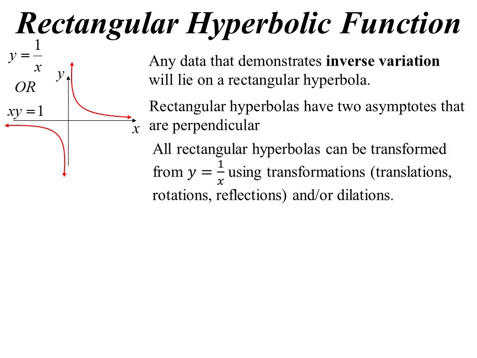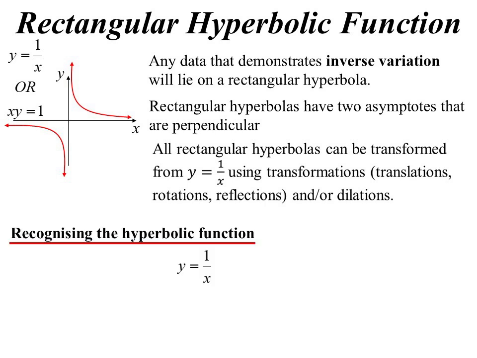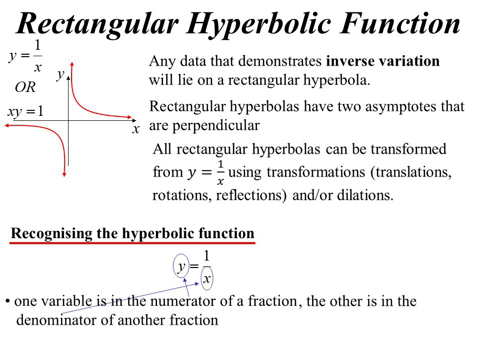All rectangular hyperbolas can be transformed from this basic one using the different transformations or dilations. How do we recognize it? Here's our basic one. I guess the key is that one of the variables is in the denominator. I suppose theoretically both of the variables could be in the denominator, but as soon as you see one of those variables in the denominator, that curve is probably going to have some sort of hyperbolic nature to it.